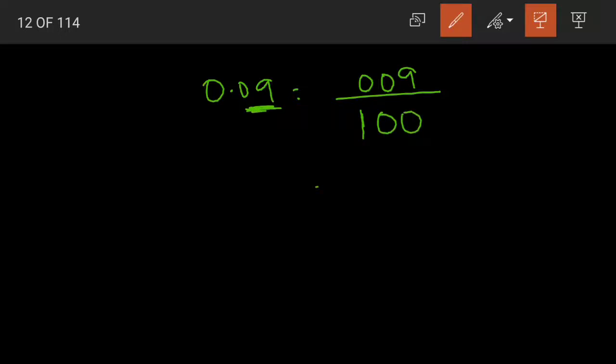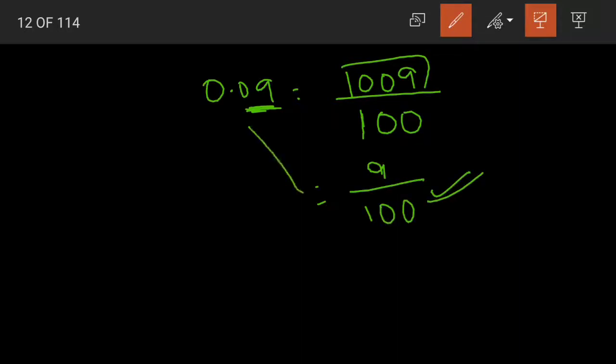Again what did we do? Let us recall 0.09. Write the number as it is without the decimal point, and then for the denominator write 1, and as we have 2 decimal places, place 2 zeros. So 009 by 100 becomes the fraction. The 009 can also be written as 9. So 9 by 100 is the fraction representing this decimal number.